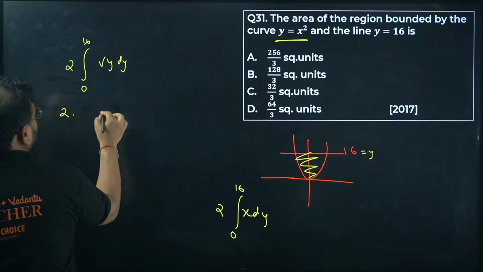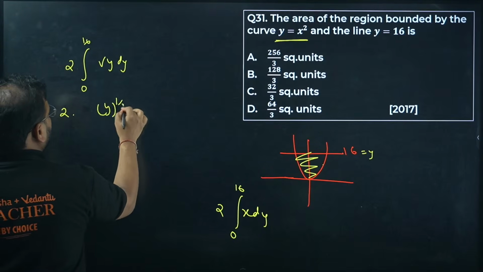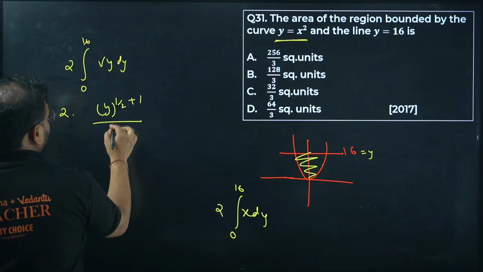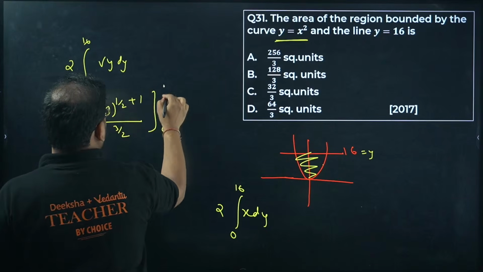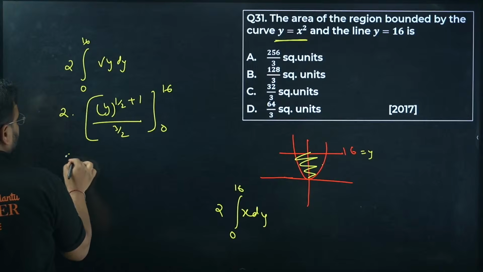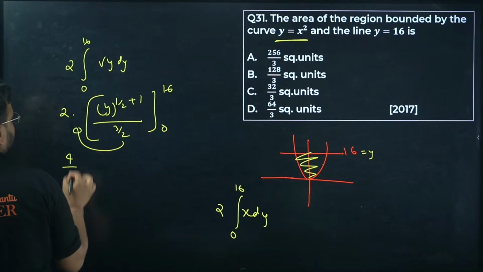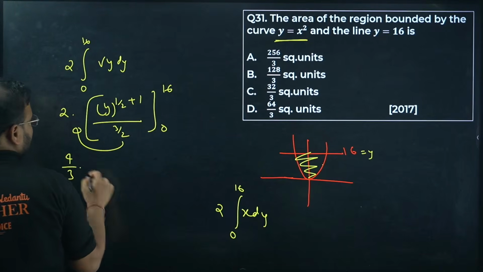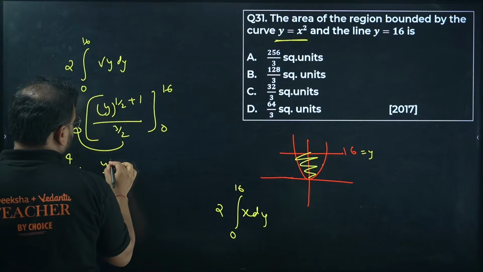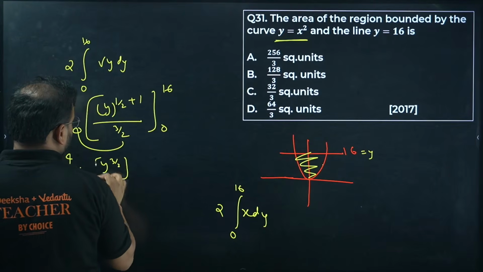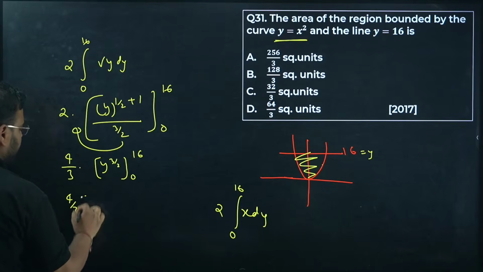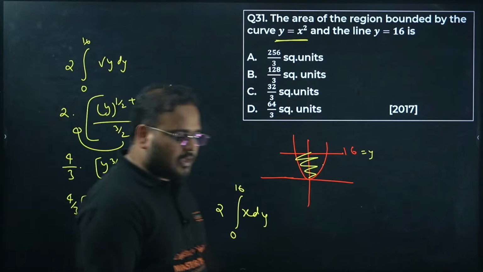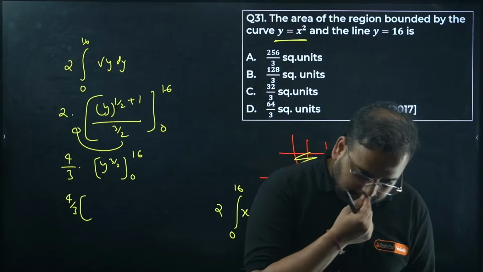2 is as it is. It means y power 1 by 2 is there. So add 1, again 3 by 2. From where to where? 16. So you get the constant 4 by 3, and this value is y power 3 by 2. Don't worry about the lower limit because it's going to be 0. When you put y as 0, it's going to be 0 only.